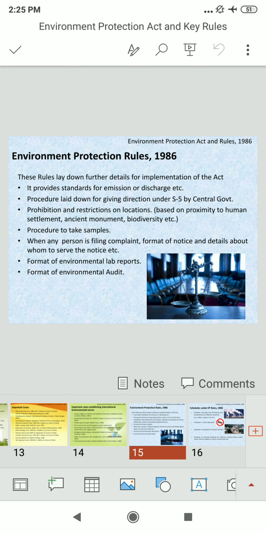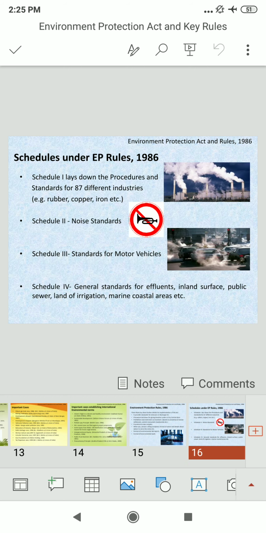मेनली एन्व्हायरमेंटल प्रोटेक्शन रूल्स आहे 1986चा. It provides the standard for emission or discharge etc. The procedure laid down for giving direction under by central government, and prohibition and restriction on location. Procedure to take samples. When any person is filing complaint, format of notice and details about whom to serve the notice. The format of environmental lab reports, format of environmental audit, and the schedule under Environmental Protection Rules 1986.